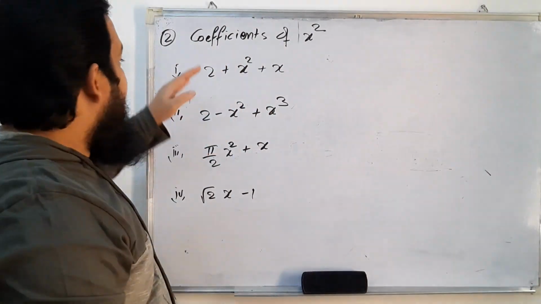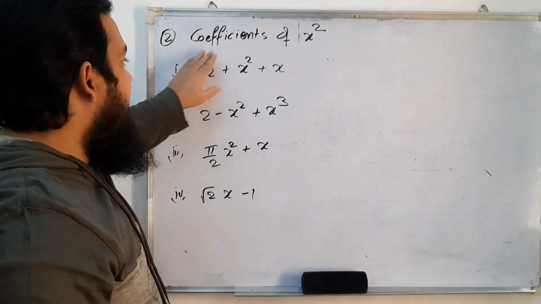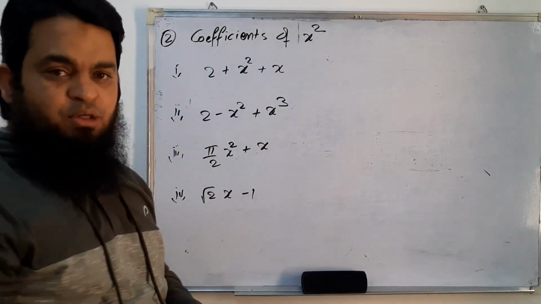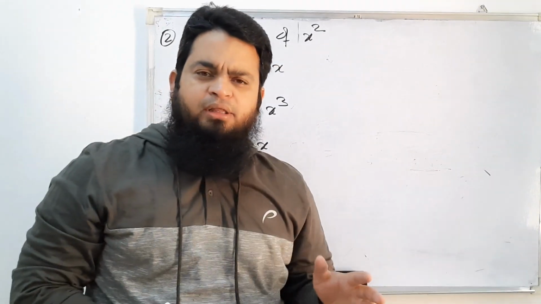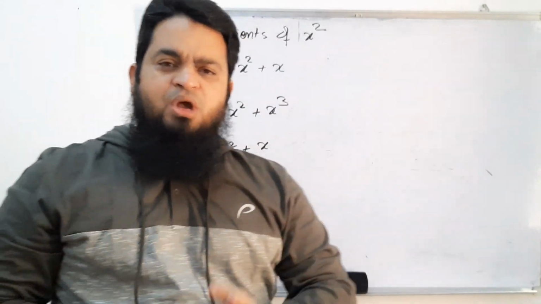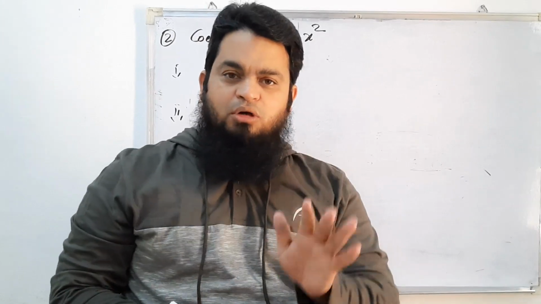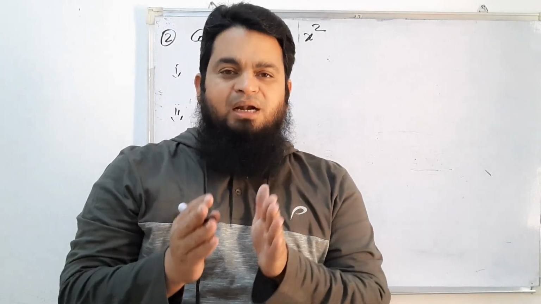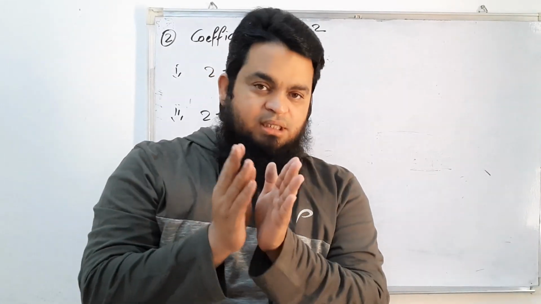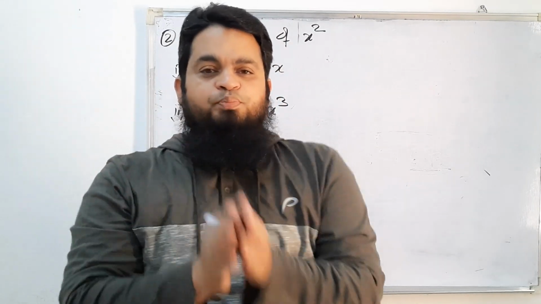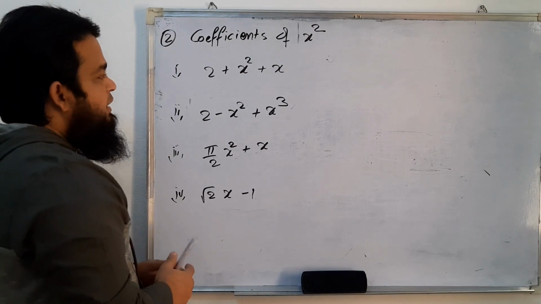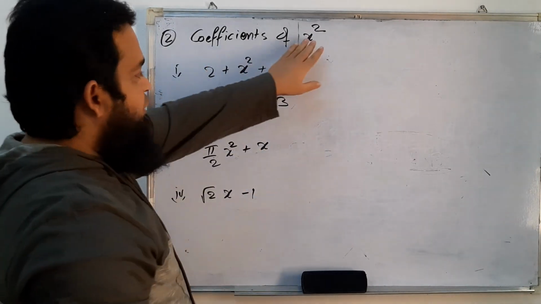In this problem, he is asking for the coefficients of x square. Before going to that, let us see the criteria. What are coefficients? Coefficients are nothing but the constants which are multiplied to the variable. This is the concept of coefficient. So here he is asking the coefficient of x square.